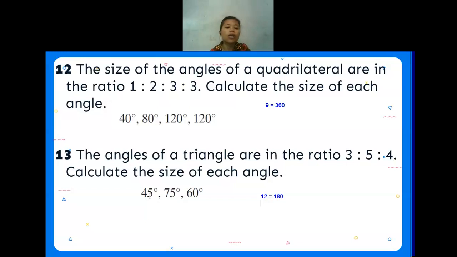Is there anyone having any questions so far for question 12 and 13? Is there anyone having any questions? No one? Okay. If no one has any questions, I will move to question 14.